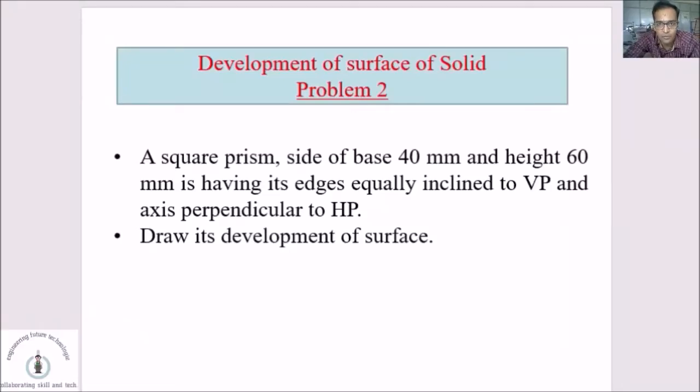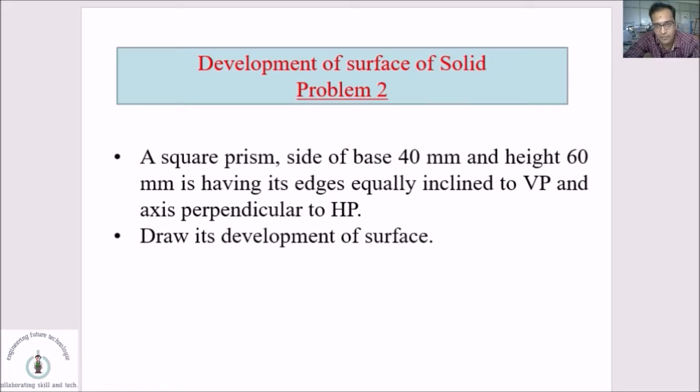Let's see problem number 2 in development of surface of solid chapter. A square prism, side of base 40 mm and height 60 mm, is having its edges equally inclined to vertical plane and axis perpendicular to horizontal plane. Draw its development of surface.